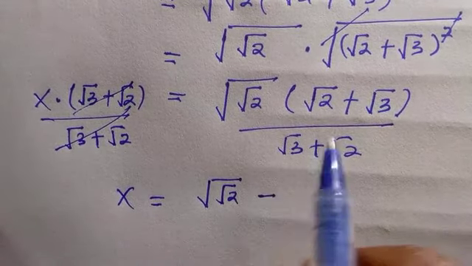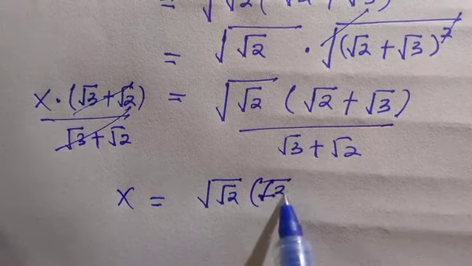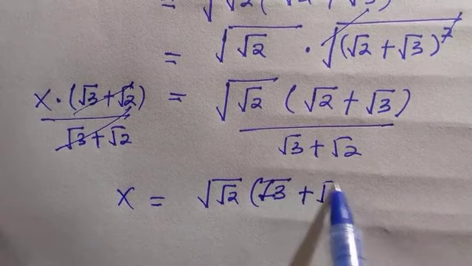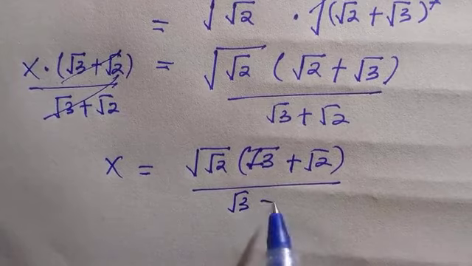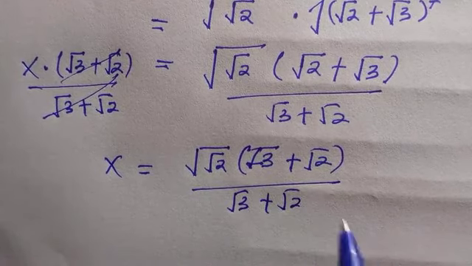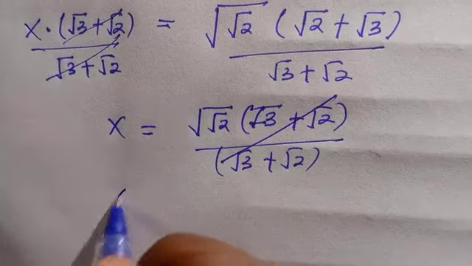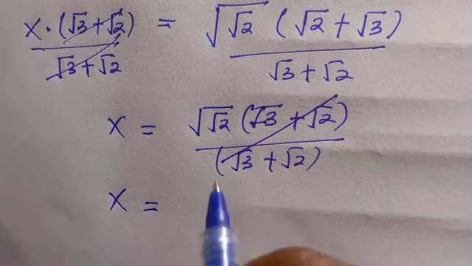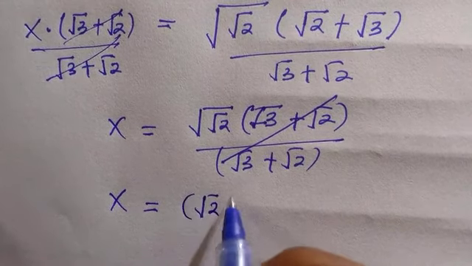Then for this we can rewrite this thing as root 3 plus root 2, because both are commutative, either root 2 plus root 3 or root 3 plus root 2. So we can have it anyhow. And these two cancel each other. Then we have x equals root of root 2. So that is what we are going to have.